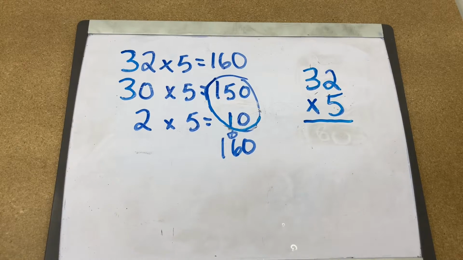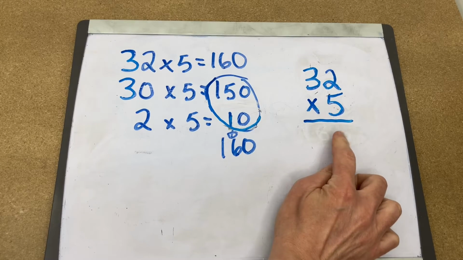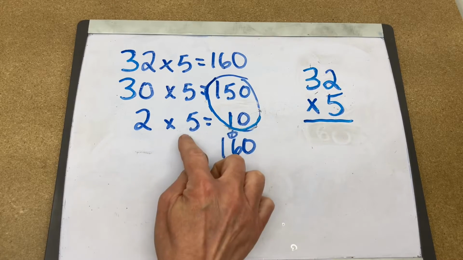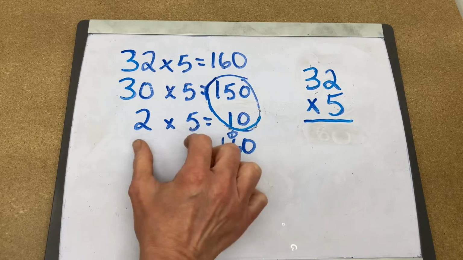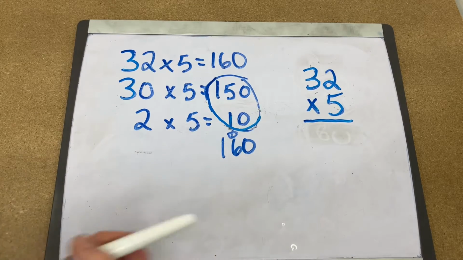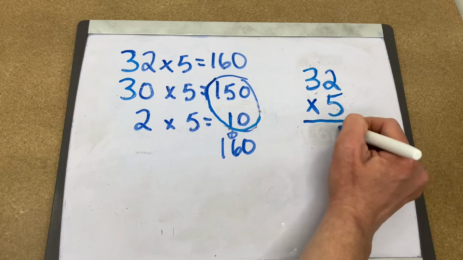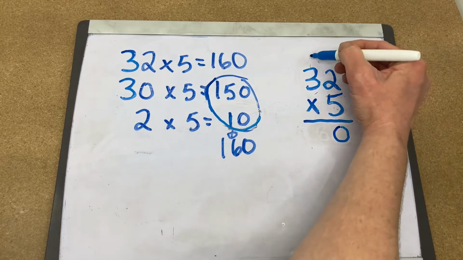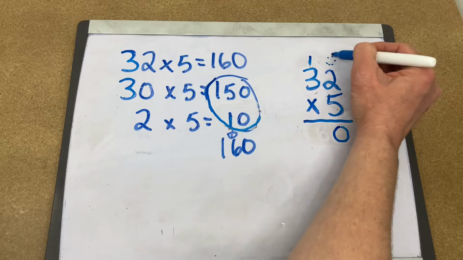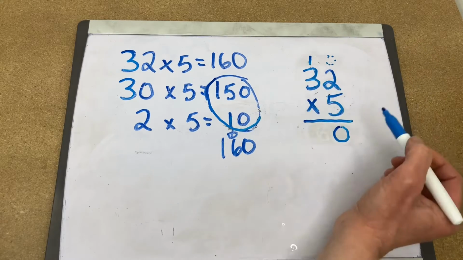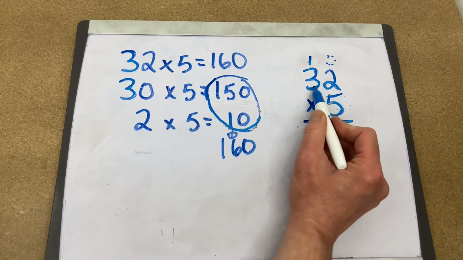When we teach the vertical multiplication, like the algorithm, we want to make sure that the students understand the horizontal multiplication first. 2 times 5 is 10. So we carry the 10 up here with actually the invisible 0 to make sure that we know that it's a 10.